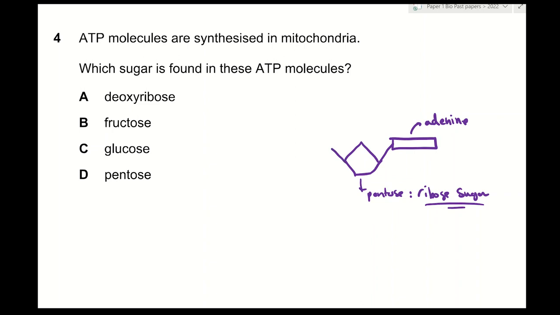Then, because it's ATP, adenosine triphosphate, it's going to be attached to three organic phosphates. And both the pentose sugar and the adenine base together are called adenosine. Now, let's see the suggestions that we have here.